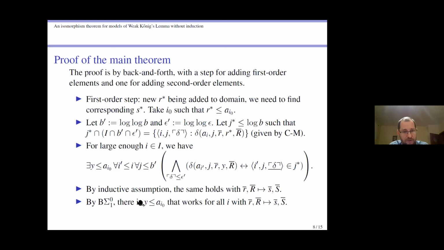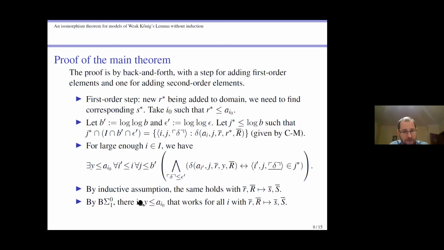This is a typical use of sigma 1 collection. If for every Y below AI0, there would be a bad I, then you could bound the I's, and then you would get a counterexample to this. So that's how collection matters in this argument.